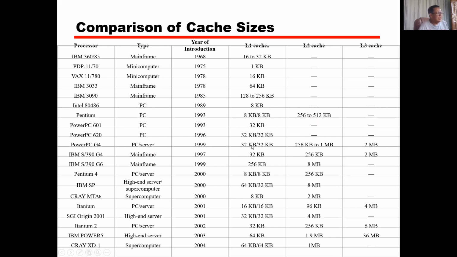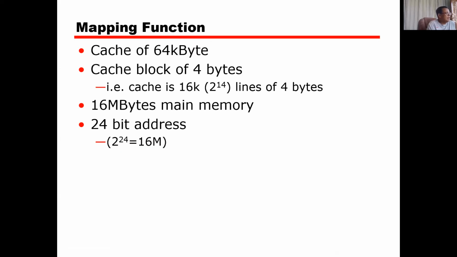By 1999, the L3 cache became popular, with L1 at 32 KB, 256 KB of L2 and 2 MB. The bigger the level number, the bigger the size, but the slower the speed. Okay? It didn't include the AMD processors.